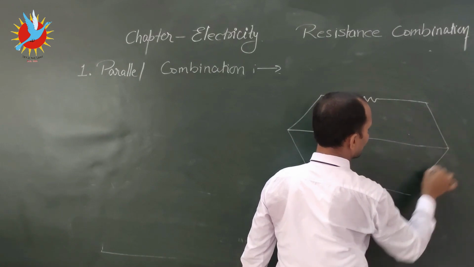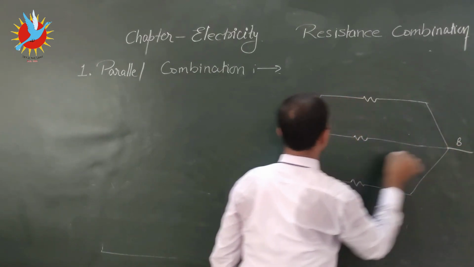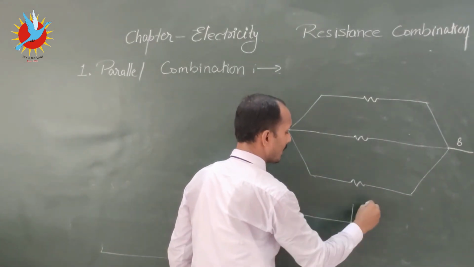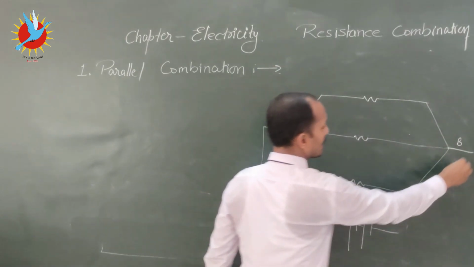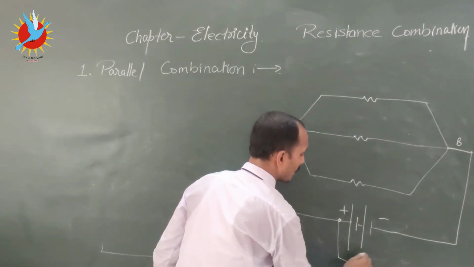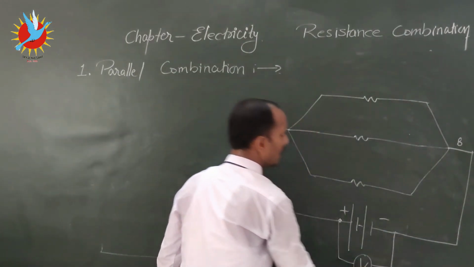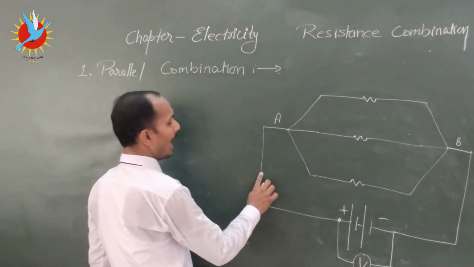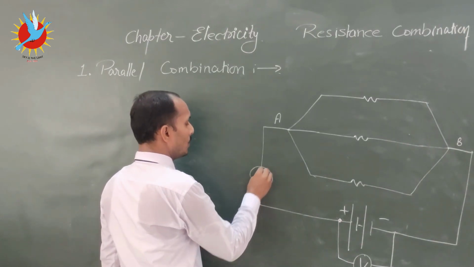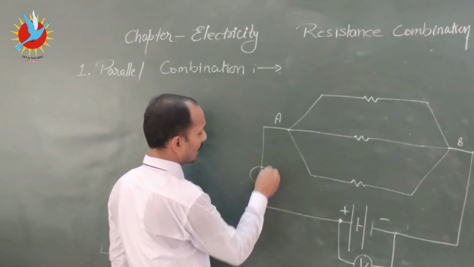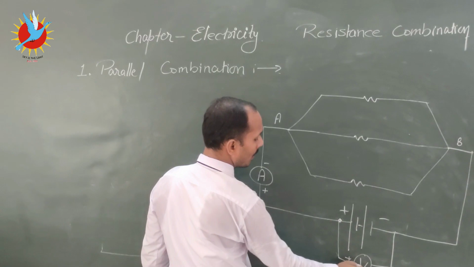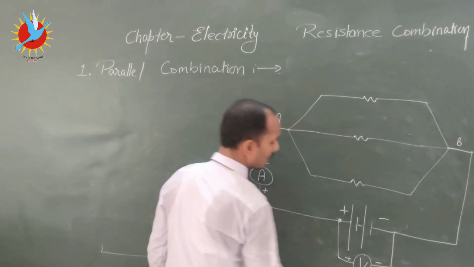So there are 2 points, point A and point B. Okay, and it is connected with a battery, which has a positive terminal and a negative terminal, and a potential difference V. I want to calculate the total current in the circuit. So we use an ammeter, which has a positive terminal and a negative terminal. The positive terminal of the ammeter is always connected with the positive, and the positive terminal of the voltmeter is also connected to the positive terminal, and the other with the negative terminal.